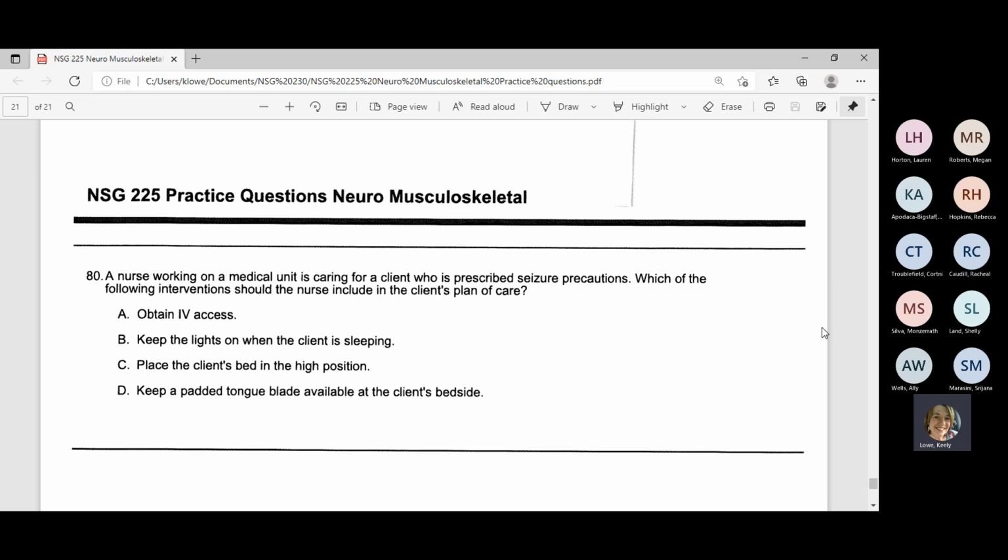That's all I can think of off the top of my head as far as that, but fast assessment is going to be extremely important. But I'll look for some more questions, particularly pertaining to stroke, and get those to you guys.